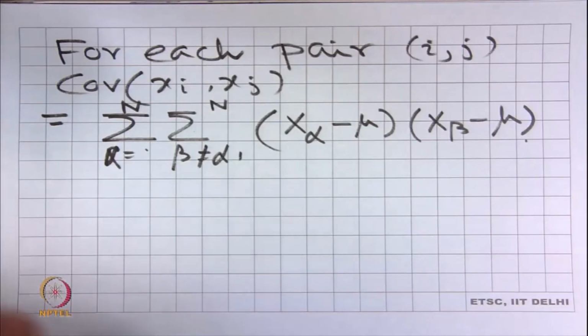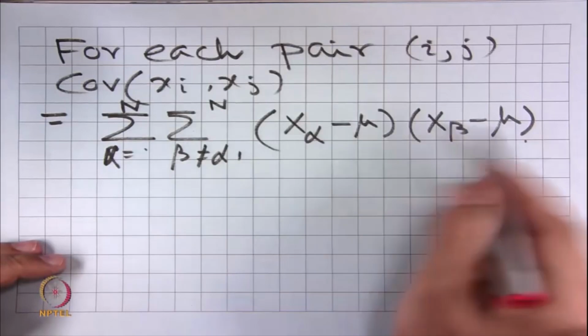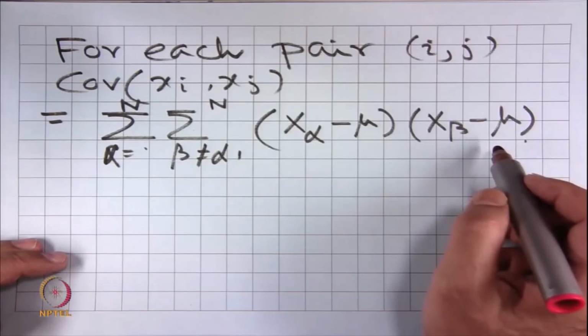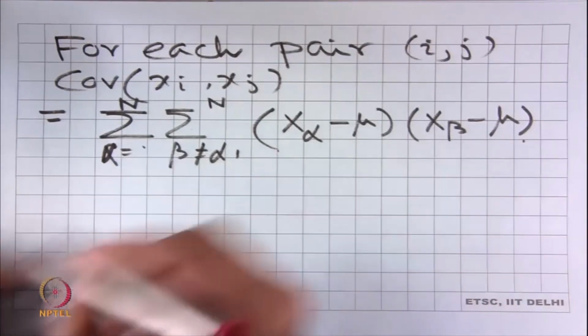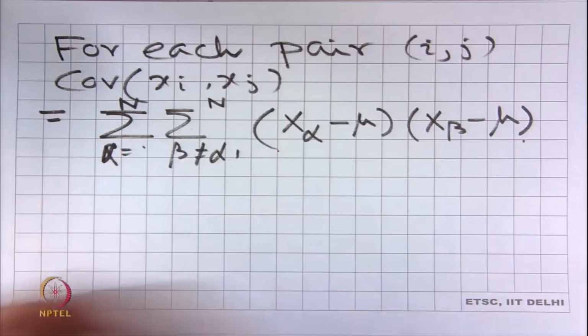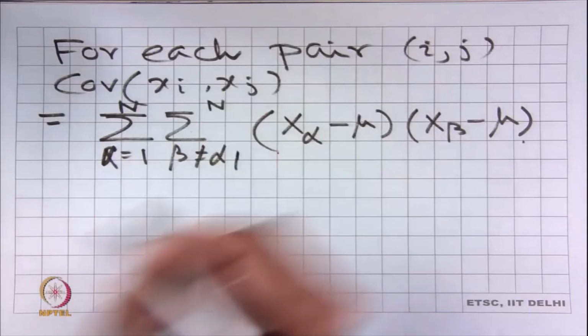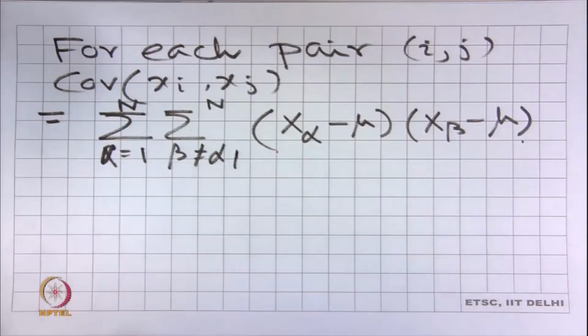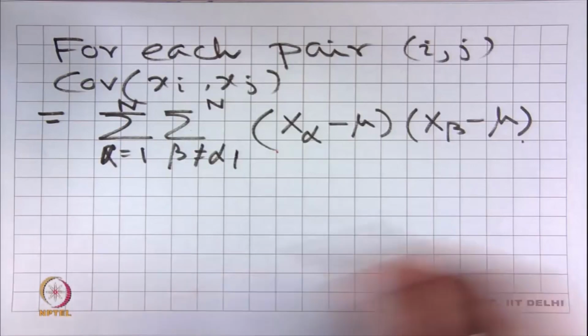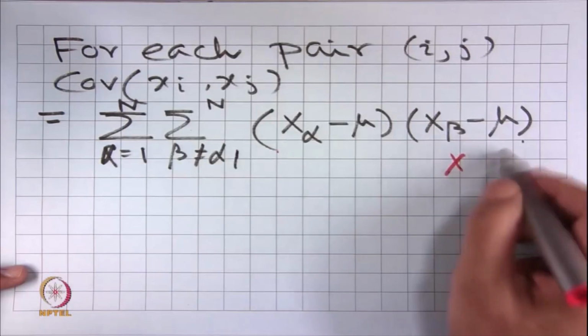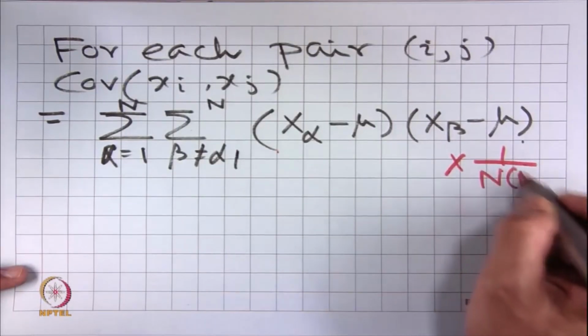And what is the probability? We can have n into n minus 1 many possible pairs, because alpha can be between 1 to n and beta is going from 1 to n, but not equal to alpha. So, alpha can be chosen in capital N ways, beta can be chosen in n minus 1 ways given alpha. Therefore, the probability of each pair is 1 upon n into n minus 1.